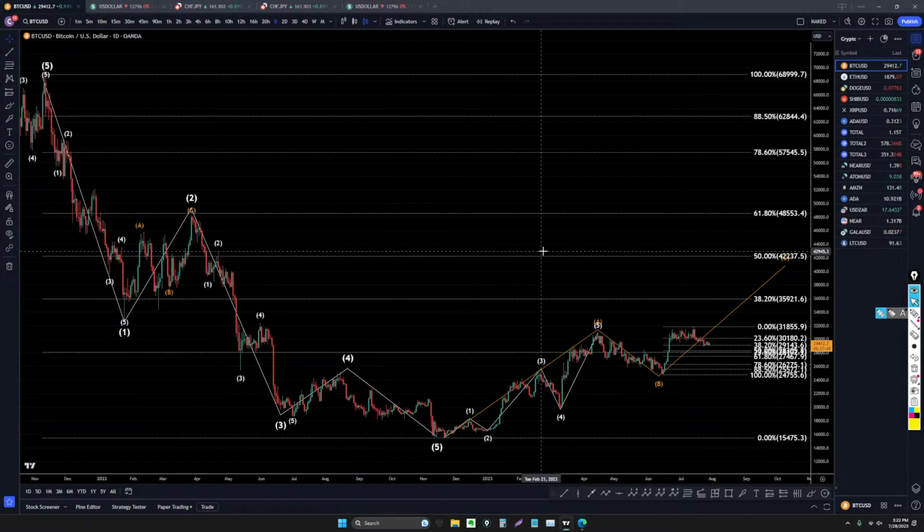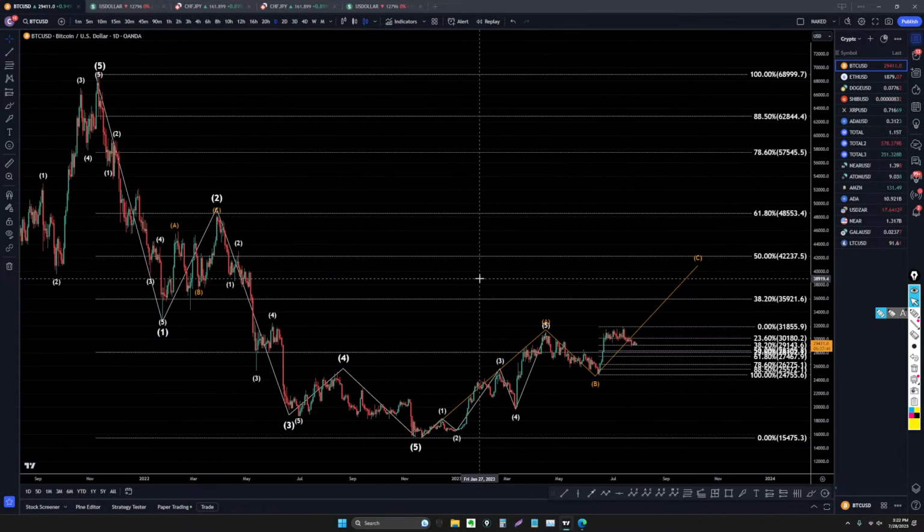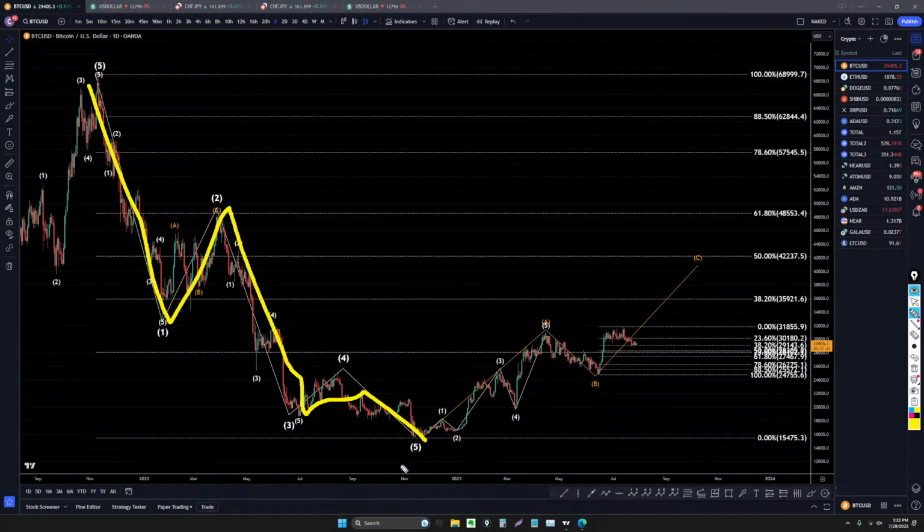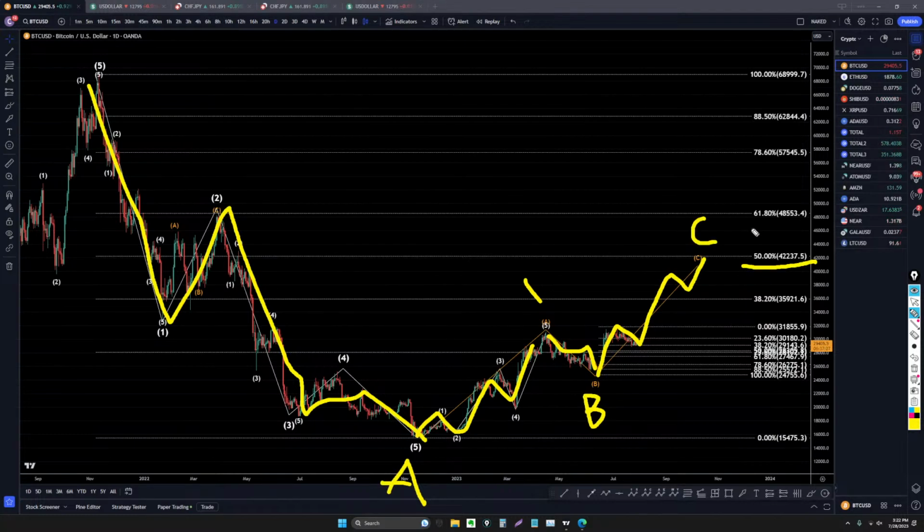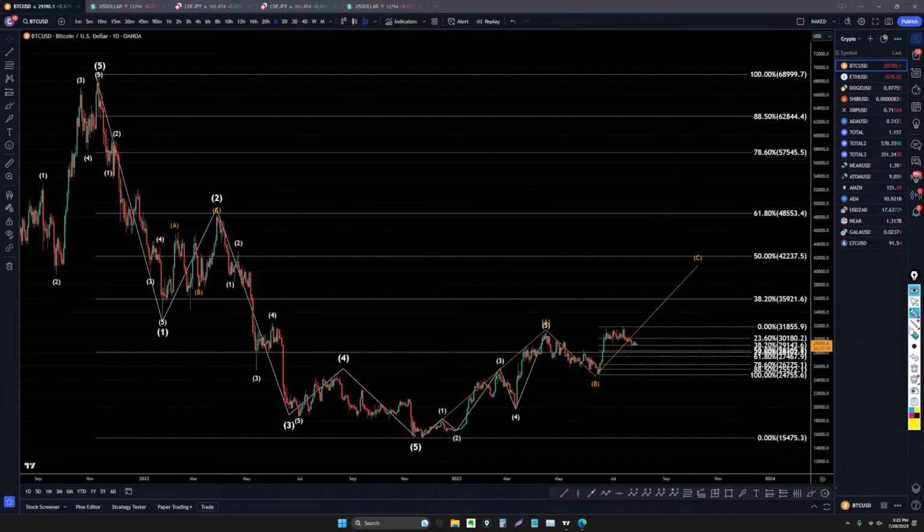Let me zoom out a little bit so everybody can see what I think is actually happening on Bitcoin. I think this is a 1, 2, 3, 4, 5 of A, but this is an A of B. This is a correction like a B of B, and I think this is a 1, 2, 3, 4, 5 of C. I think we're going up to the 42,000 or maybe even the 48,000 to finish off an ABC of B. And then I think we're going to go down to probably someplace between the $12,000 and $8,000 to finish the wave C before we end up continuing the uptrend potentially.